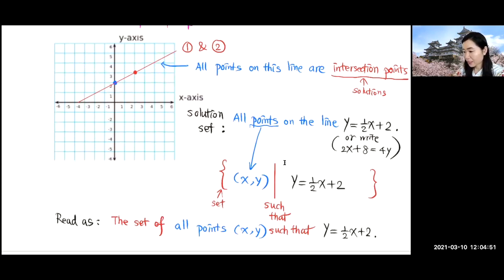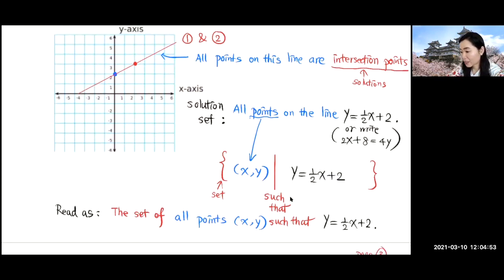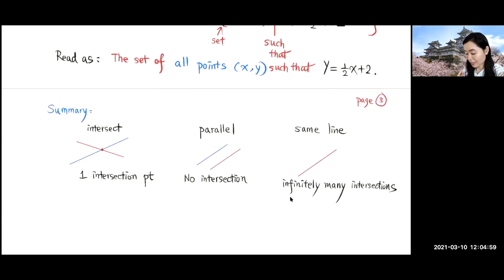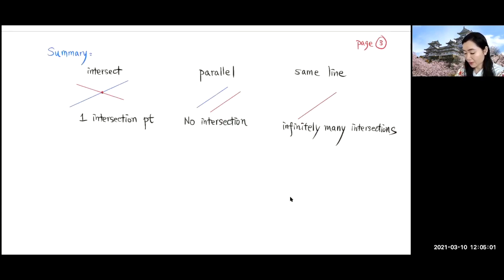Okay, now I'm going to summarize it. Any question before we move on? Now let's summarize what we found. So far we have three cases. In the first case, the two lines intersect at one point. In the second case, the two lines are parallel. And in the last case, the two lines are the same line.